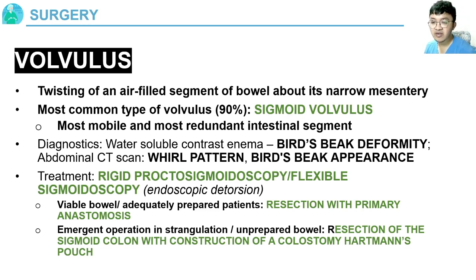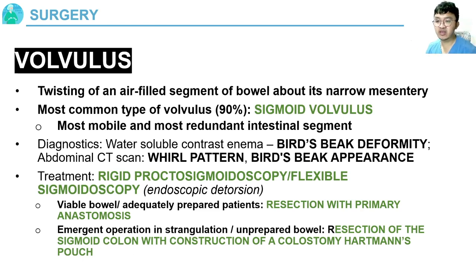So the treatment, first line, especially if the patient is stable, you can do a rigid proctosigmoidoscopy with a flexible sigmoidoscopy. Imagine this is twisting, okay? If the patient is stable with no signs of peritonitis, you can do endoscopy or proctosigmoidoscopy. You pass a tube there, and the twisting will relieve itself as the tube passes through the more proximal portions. Okay, so that's your volvulus.